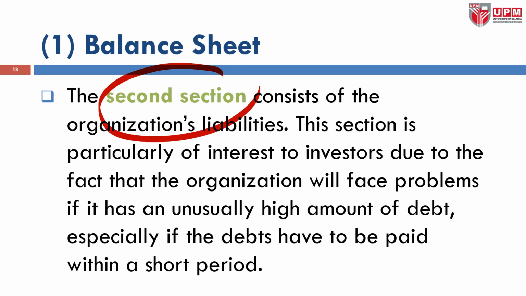The second section consists of the organization's liabilities. This section is particularly of interest to investors. Let's say investors would like to invest some amount of money in the company, they will look at the liabilities, due to the fact that the organization will face problems if it has an unusually high amount of debt. So the amount of debt will appear in the liability section, especially if the debts have to be paid within a short period of time.